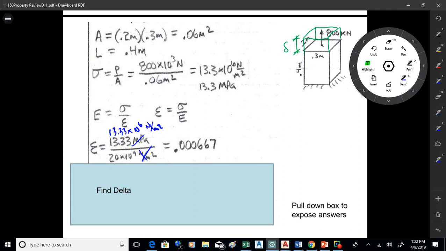And then to get delta, you've got the strain, which is a proportional lengthening. So you just multiply the strain by the length, and that gets you how much delta there is. Is that all right? So I just like to identify the area and the length first, get those figured out. Then it's just running the numbers after that, okay? So we're doing all right with all that?